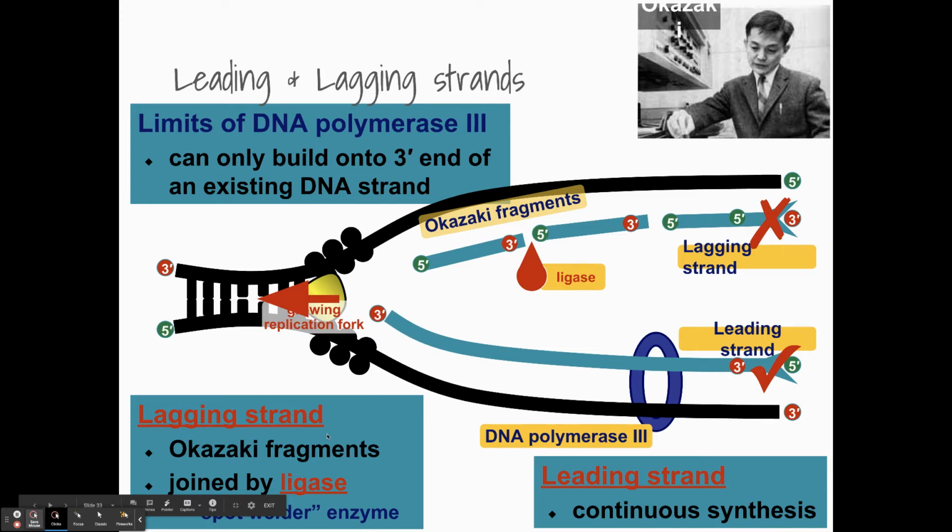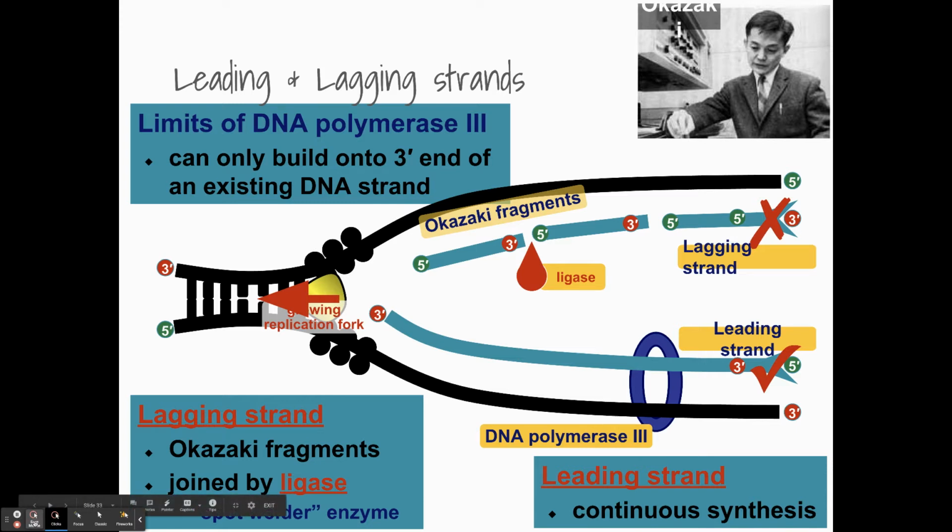All right, so we also have in replication a leading and a lagging strand. This helps us to save time. There are some limits of DNA polymerase III when it adds the nucleotide bases. It can only build on the 3' end of the existing DNA strand. Well, what about the opposite strand?